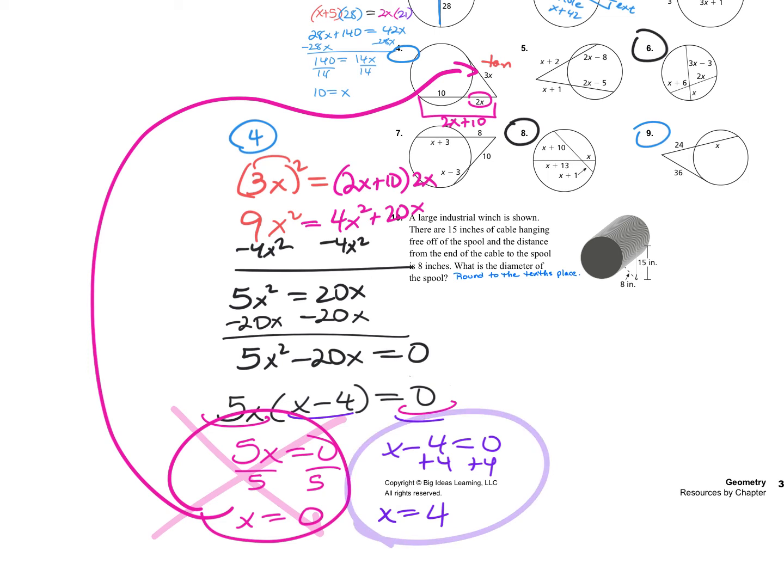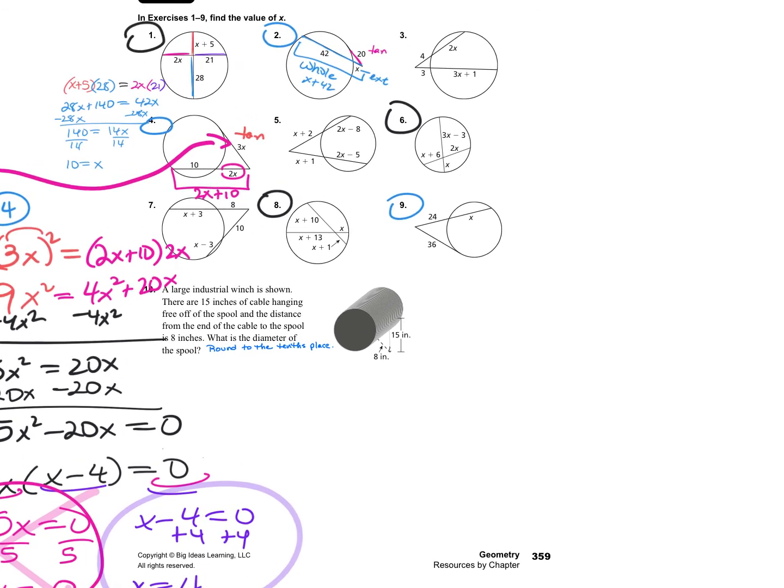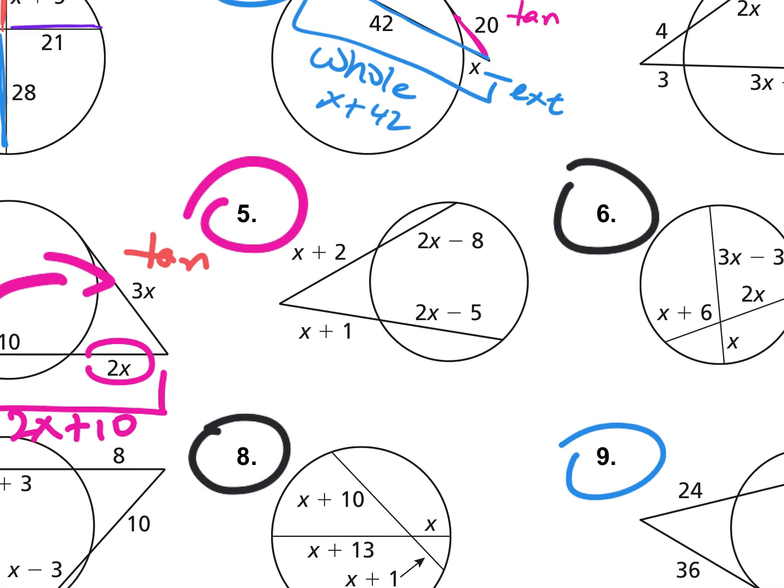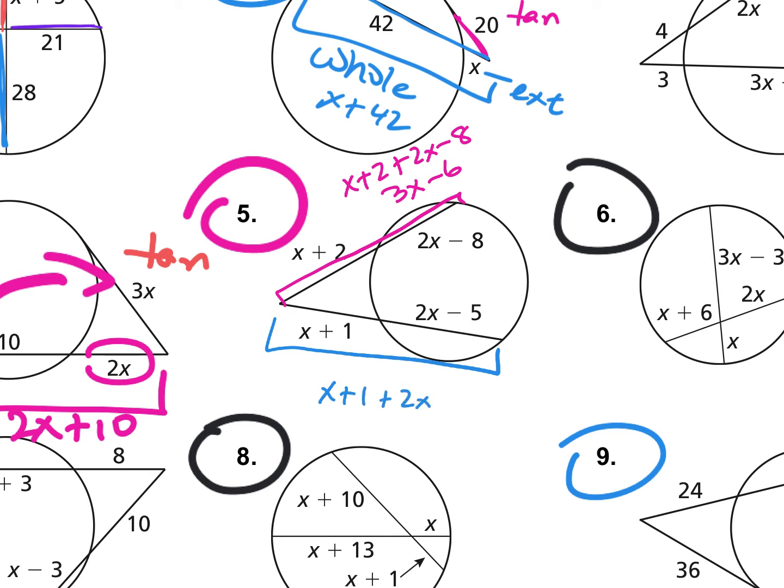And then the last formula you need to memorize for the segments is when you have two secants. So for example, number 5. On number 5, what we're going to do here is figure out the length of the whole thing. So for this secant segment, we need to add x plus 2 plus 2x minus 8. And I get 3x minus 6. Then I need to find the length of this whole secant segment. And I need to add all this. And I get 3x minus 4.